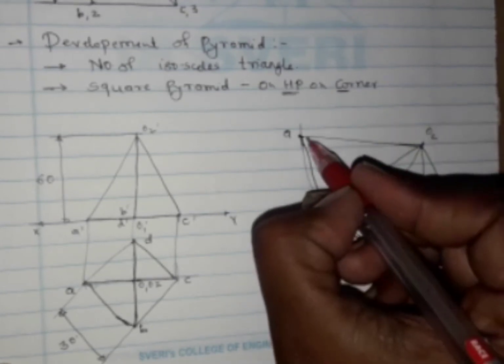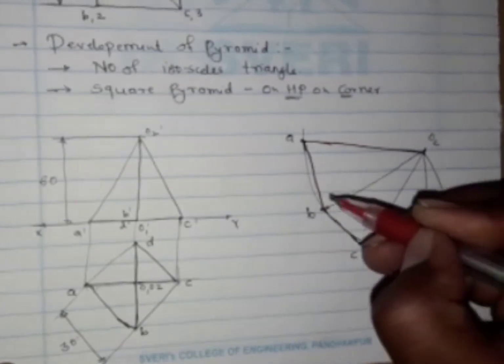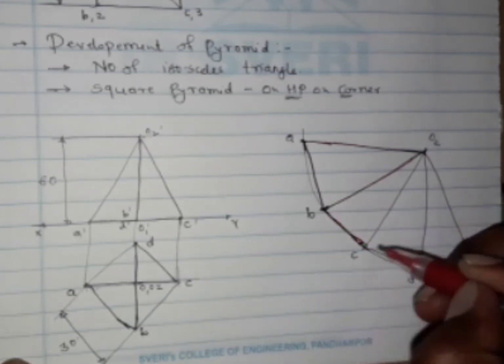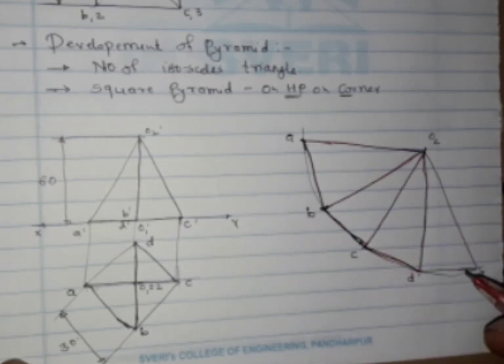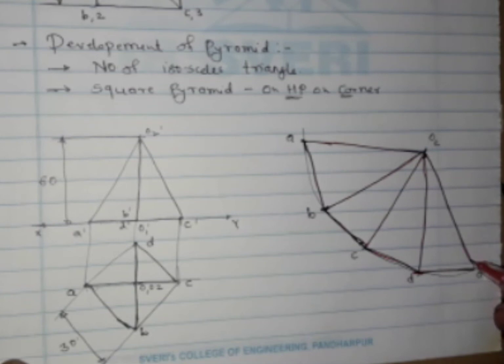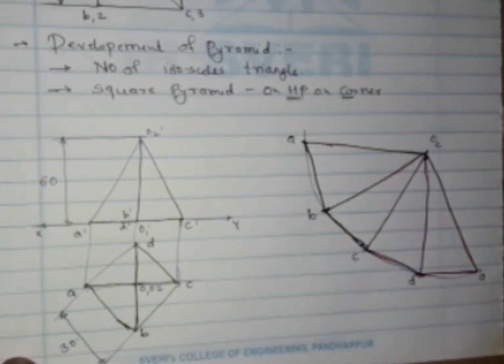so this will be the development of the square pyramid. Whatever this arc is there, you have to draw it by the faint line. And this development of the square pyramid consists of this number of isosceles triangles, like this. As it is a square pyramid, we are getting its development divided into the 4 isosceles triangles.